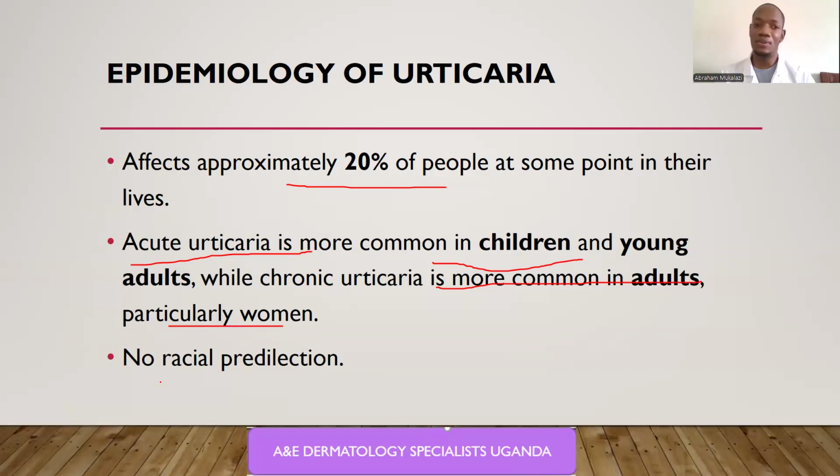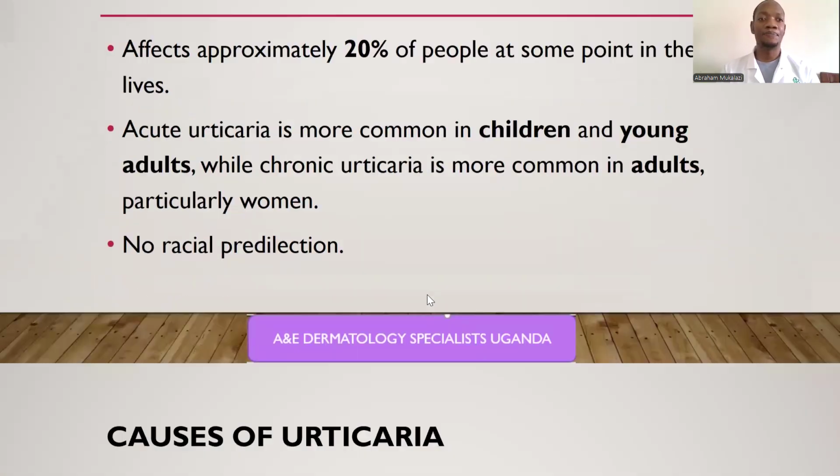This condition has no racial predilection, meaning that it occurs across the globe with no selection of maybe the Black population or white population or the Caucasians. So this applies to all the populations in the world.